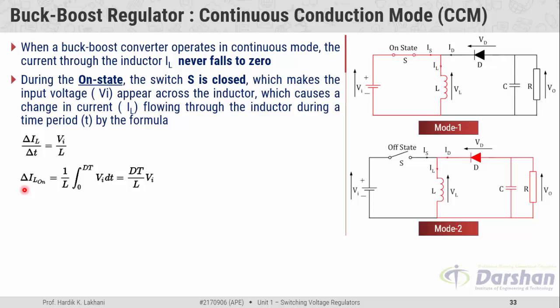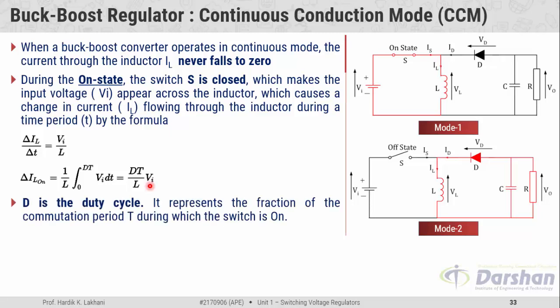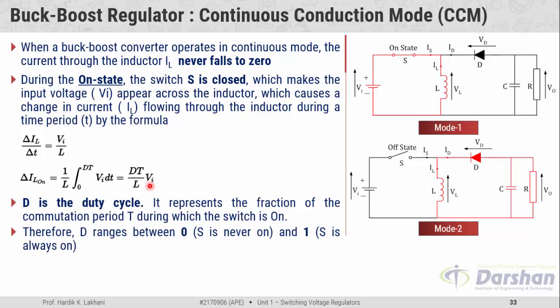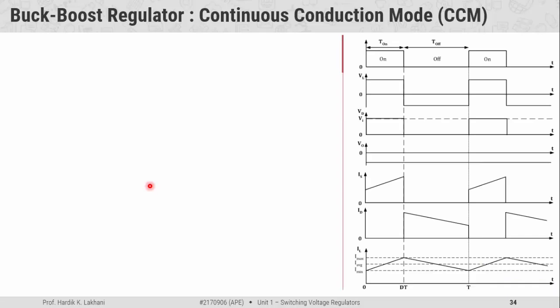So when we substitute into the equation and when the integration is done, we get delta IL on is equal to D T divided by L into VI. We know that D is the duty cycle and that represents the portion of the complete cycle, and the magnitude of D varies from 0 to 1. 0 corresponds to S is never on and 1 corresponds to S is always on.